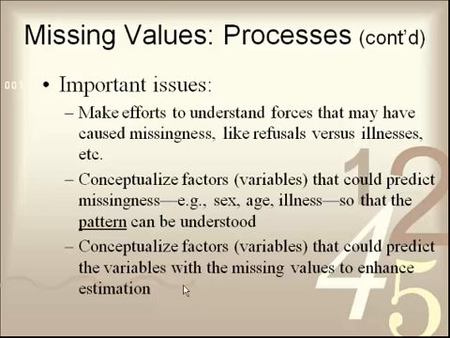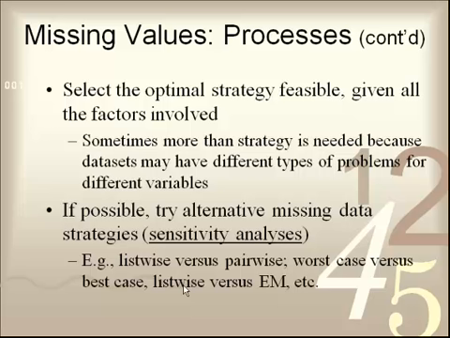And then conceptualizing again what the variables that could be used to predict other variables with the missing values, to really get as close to an estimation as possible. So make sure you select the most optimal strategy feasible given all the factors involved. There is no way that you want to do one of those multiple imputation, computerized, large kind of processes when you have 50 cases and they're all surveys right in front of you. That's probably something you could do yourself.